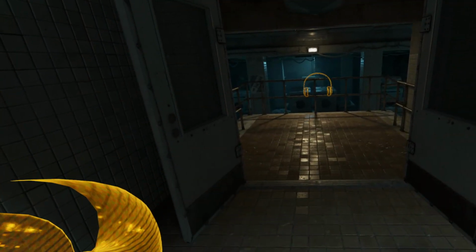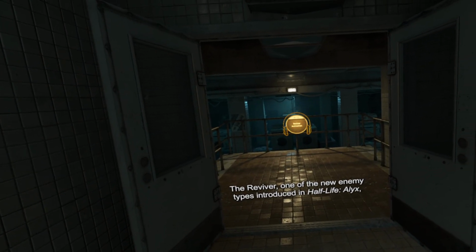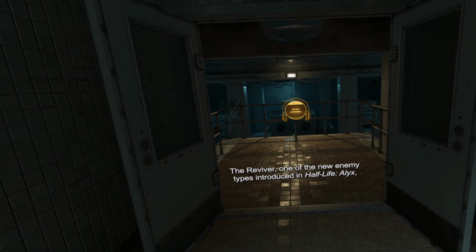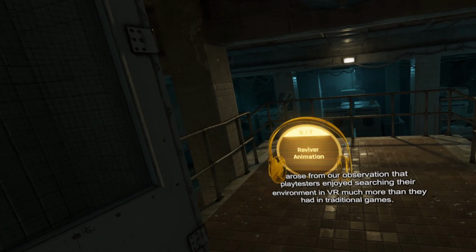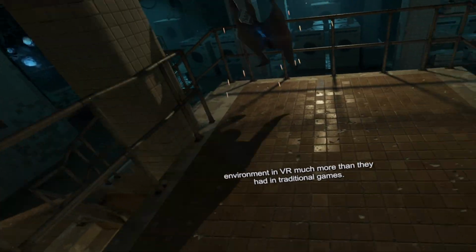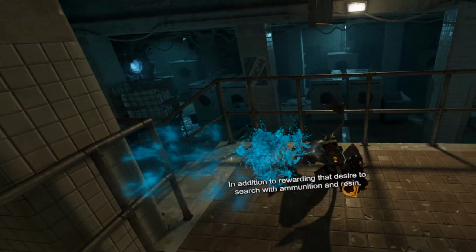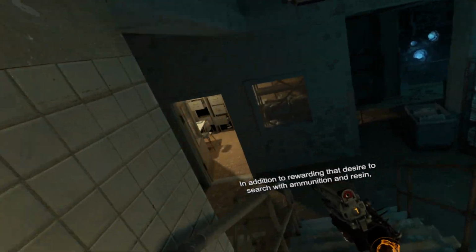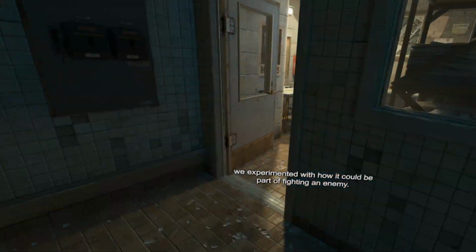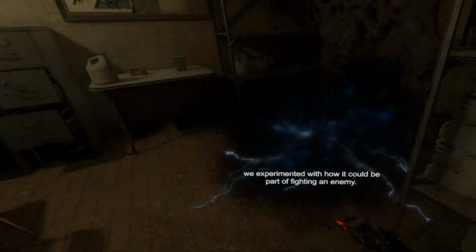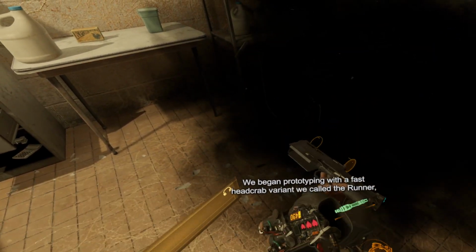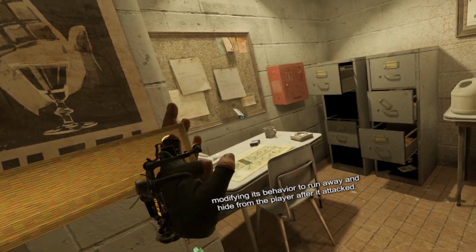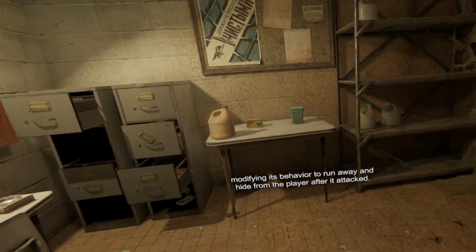The Reviver, one of the new enemy types introduced in Half-Life Alyx, arose from our observation that playtesters enjoyed searching their environment in VR much more than they had in traditional games. In addition to rewarding that desire to search with ammunition and resin, we experimented with how it could be part of fighting an enemy. We began prototyping with a fast headcrab variant we called the Runner, modifying its behaviour to run away and hide from the player after it attacked.